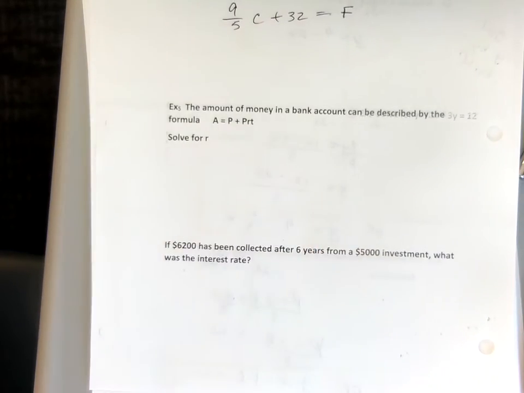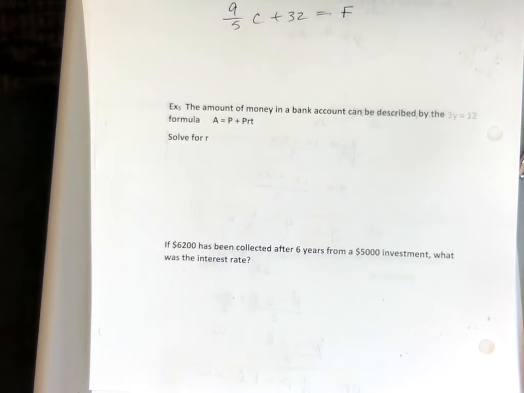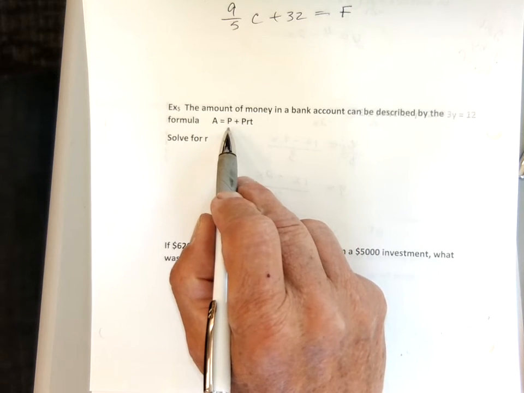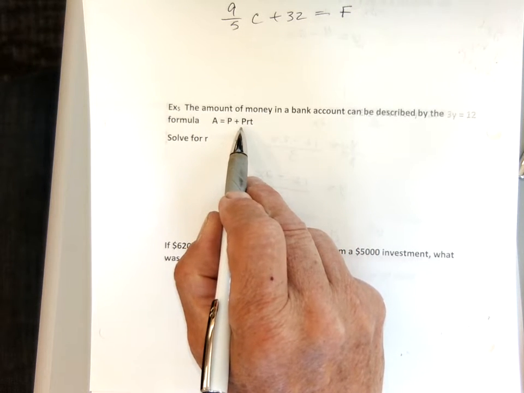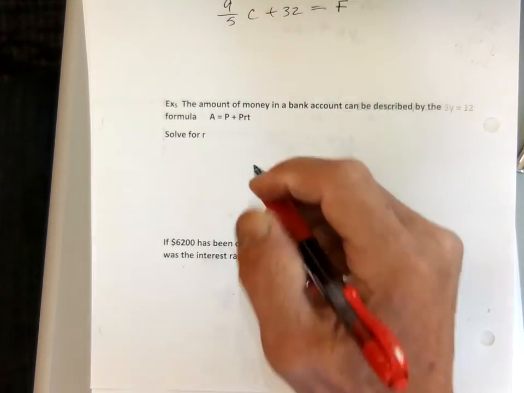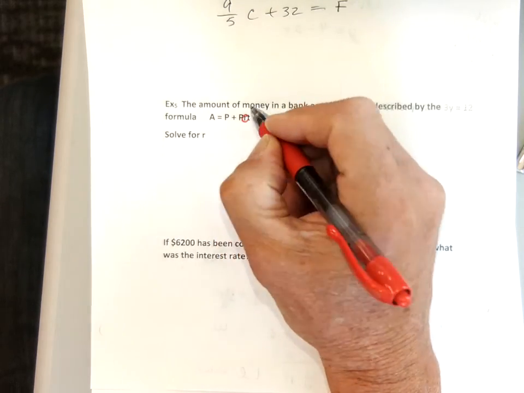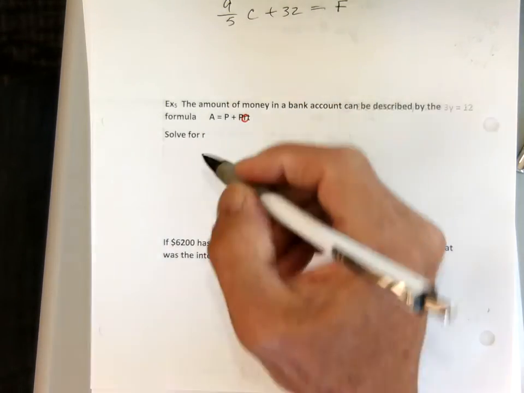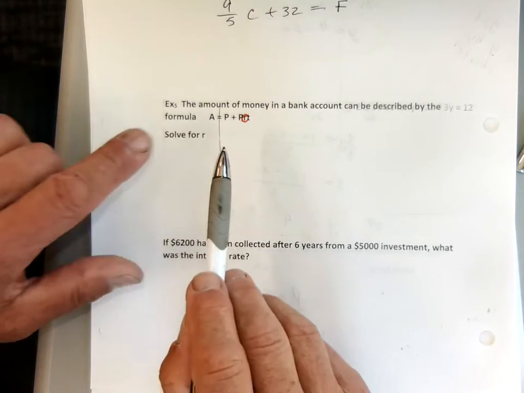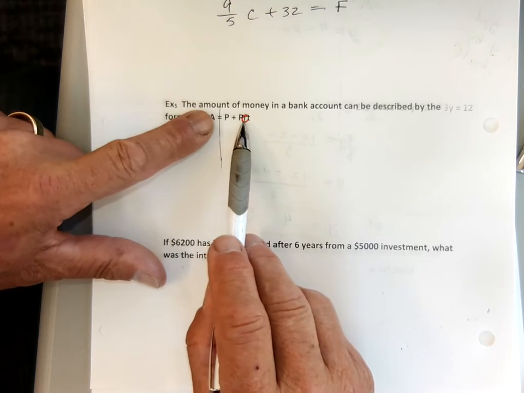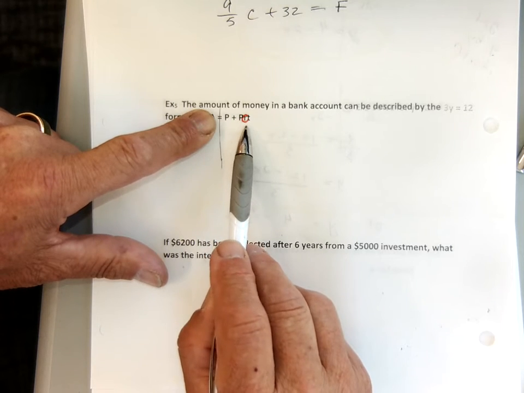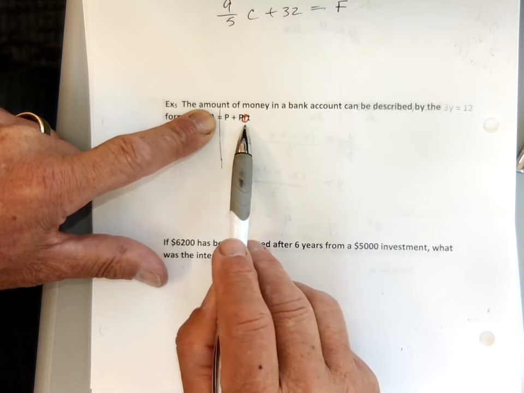Okay, last one. The amount of money borrowed in a bank account can be described by the formula A, that's the amount, equals P, the principal, what you put in, plus PRT. We want to solve for R. I've got my two sides of my equal sign. Here's my R. I've got this P to get rid of, and the T. I've got to get everything around the R.